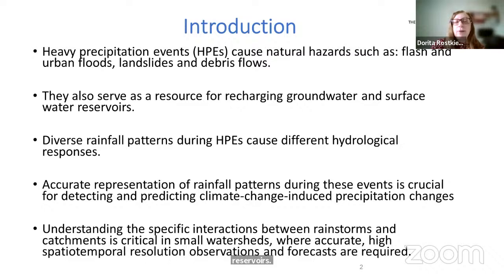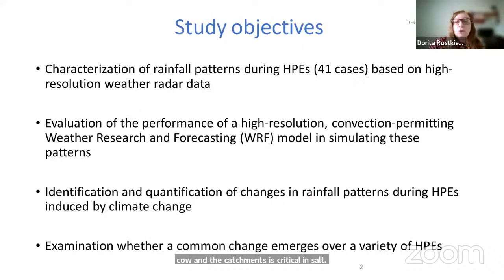Different rainfall patterns during these precipitation events cause different hydrological responses. It is important for us in a semi-arid area to be able to accurately represent the rainfall in this type of events because it is crucial for detecting and predicting changes due to climate change. And the understanding of the specific interactions between the rainstorms and the catchments is critical in small watersheds, as are those over Israel.